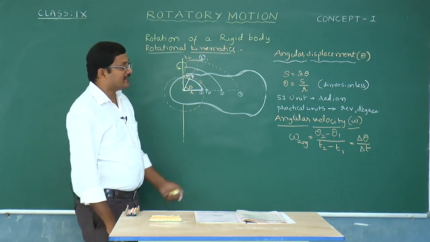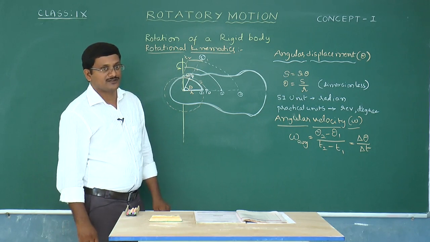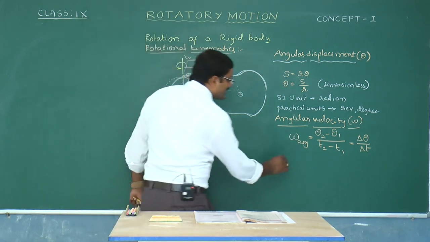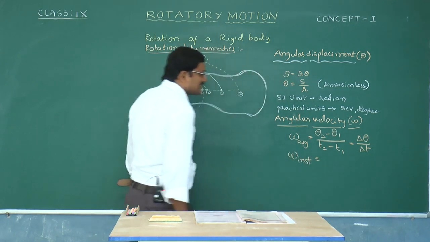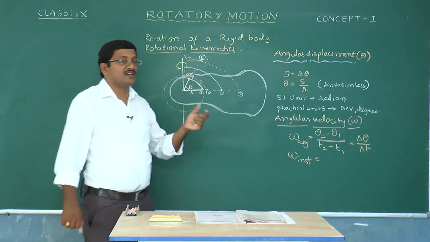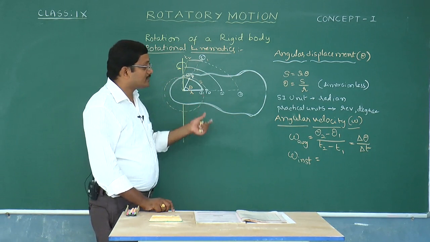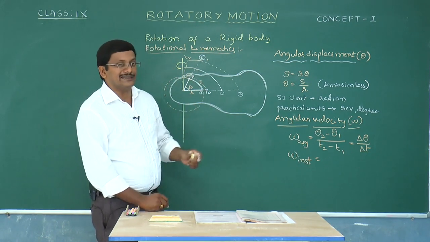And in kinematics, while we were learning about velocity, we discussed types of velocity also. One is average velocity, and then we discussed instantaneous velocity also. So what is instantaneous angular velocity? It is the angular velocity of a rigid body, or a particle in the rigid body, at that particular instant of time.